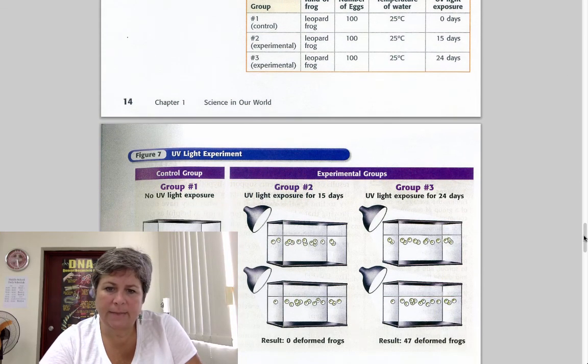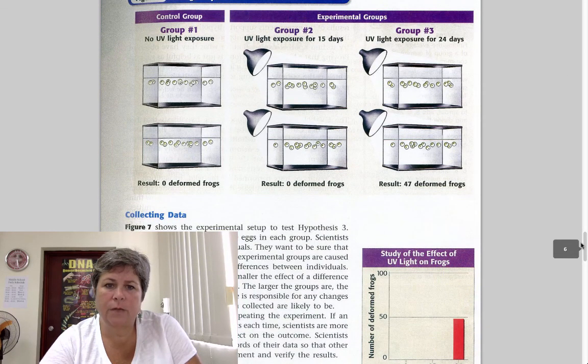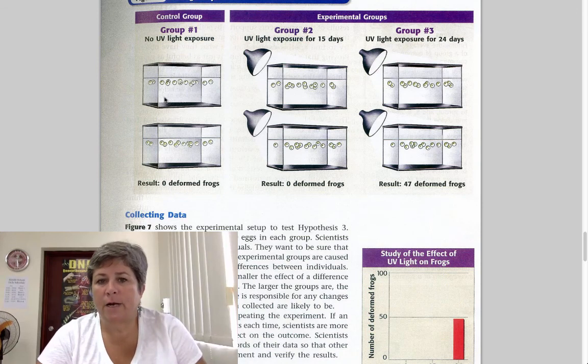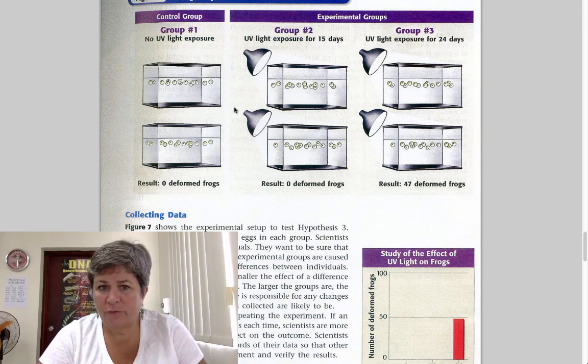Okay, so let's look at the setup here and make sure that they controlled all of their variables. Here's your control group, no UV light exposure. You notice there's no light at all here. They have the same type of frog eggs and the same number, and there's not 100 little circles, but trust me, they're the same. Okay, so group 1 is our control group, no exposure to UV light.